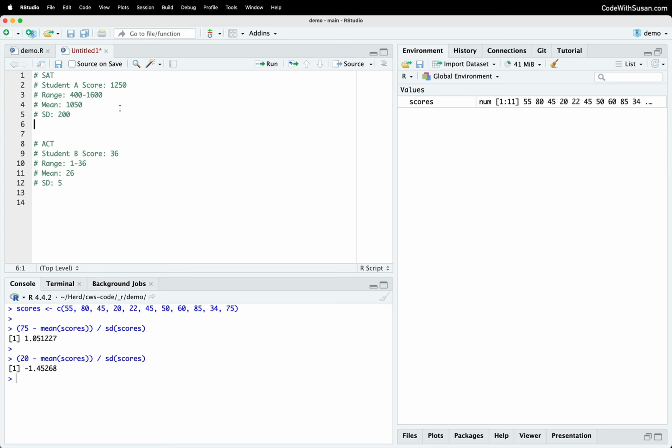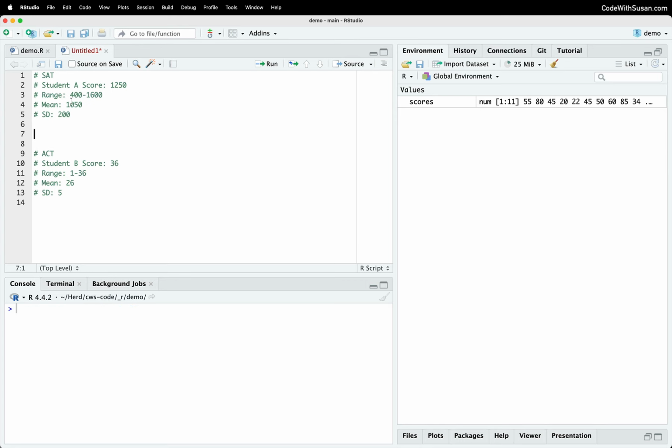Let's do that work. Starting with our SAT student, they scored a 1250, and the mean score for the SATs is 1050, so we'll subtract that, and the standard deviation is 200, so we're going to divide it by 200. The calculation for our ACT student is they earned a 36, and we're going to subtract the mean for the ACT, which is 26, and then divide that by the standard deviation, which is 5. So let's run both of these calculations. And we get a z-score of 1 and 2.